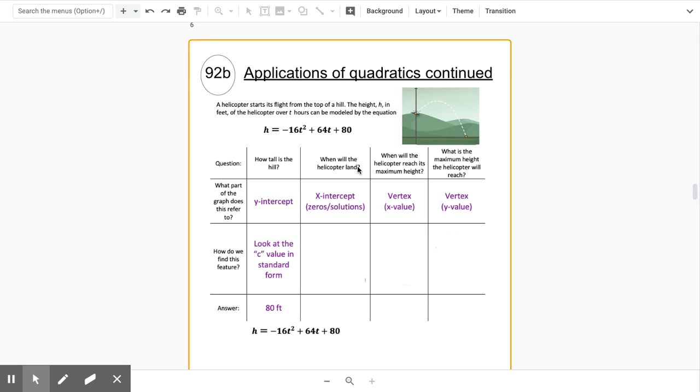Well, what about the x-intercepts? In this scenario, when they ask us when the helicopter lands, we know we're looking for the x-intercept. But again, we can't really see it from the graph, so we're going to have to rely on the equation. How can we find the x-intercept or solutions from an equation? We have to find our zeros. That means we can factor and solve, or we can use the quadratic formula to help us.